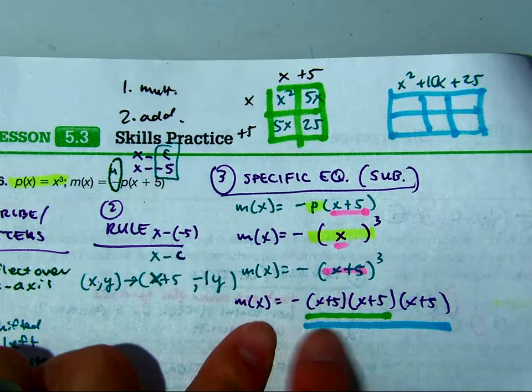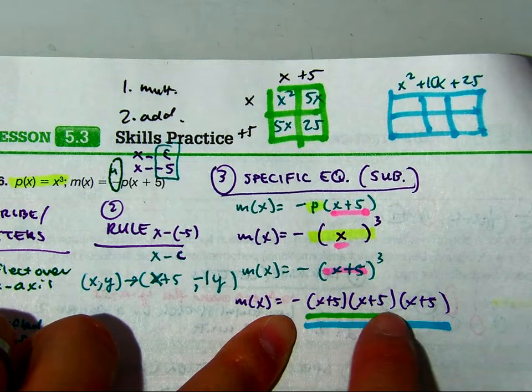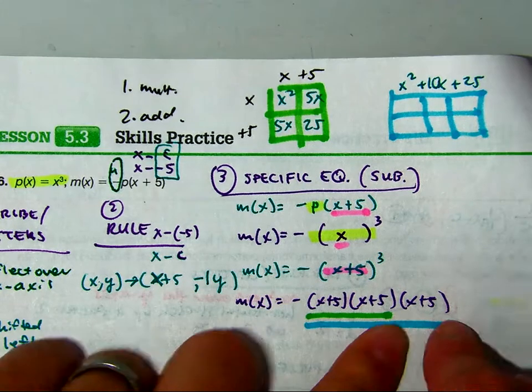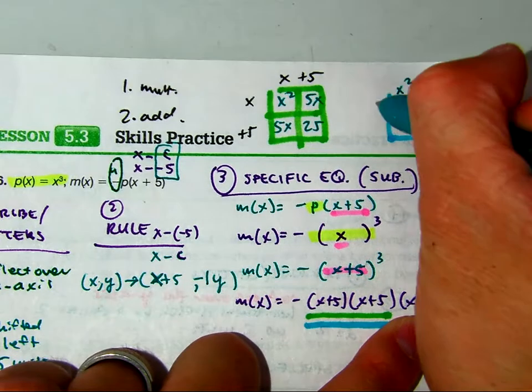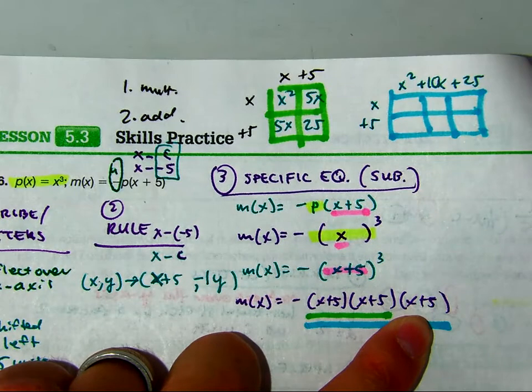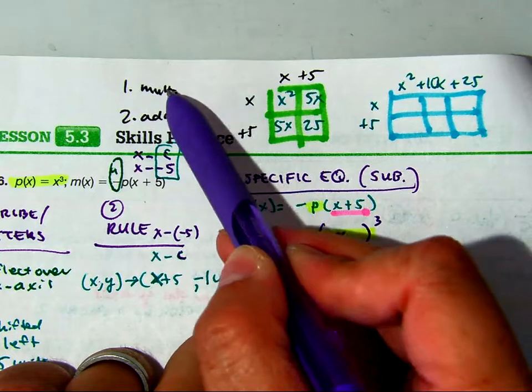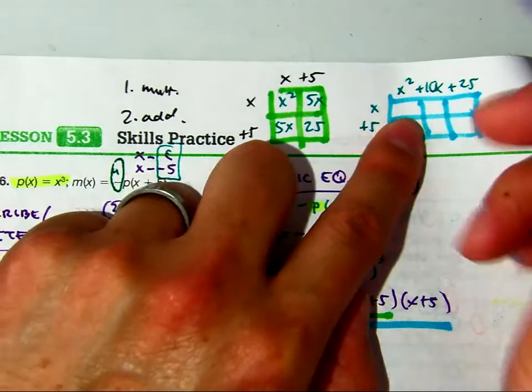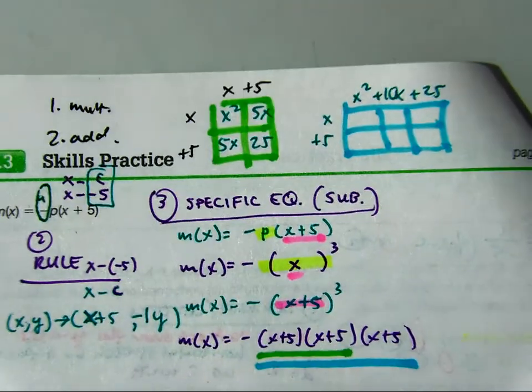And now to multiply all 3, I'm going to take my answer for the green and multiply it by the blue. So I'm just going to put in now this x plus 5. So now we're going to do the same thing. We're going to multiply and then add. Class, x times x squared, x cubed.